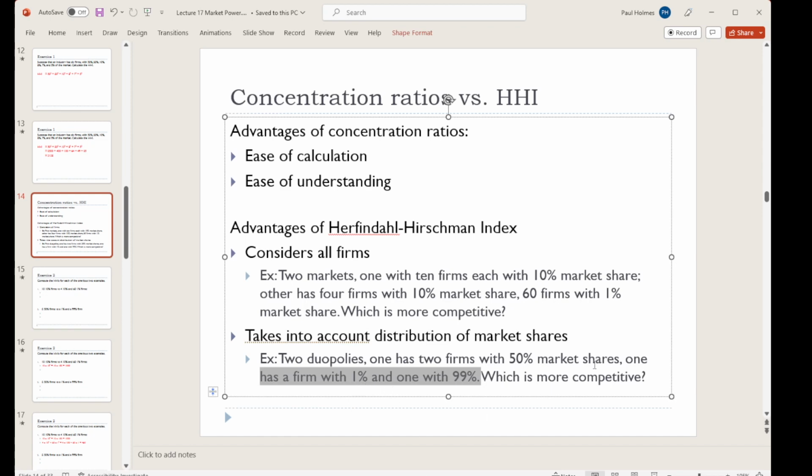So it looks like there should be much more competition in that first market, but the 4-firm concentration ratio would identify them as being equally concentrated. So this is showing that it really is important to consider all the firms and the distribution of their market shares, which makes the Herfindahl-Hirschman index a much better way of measuring industry concentration.